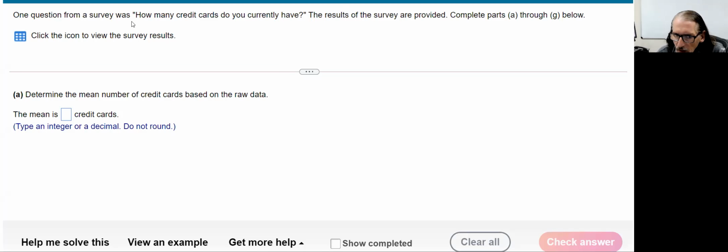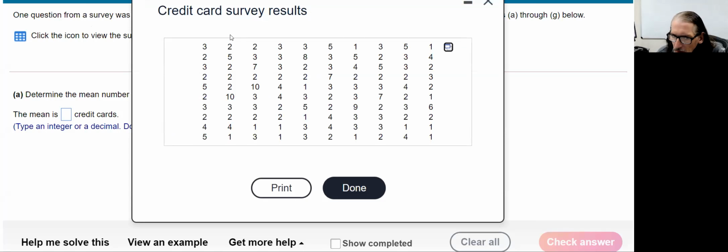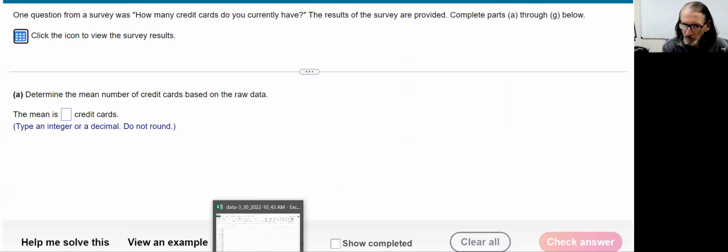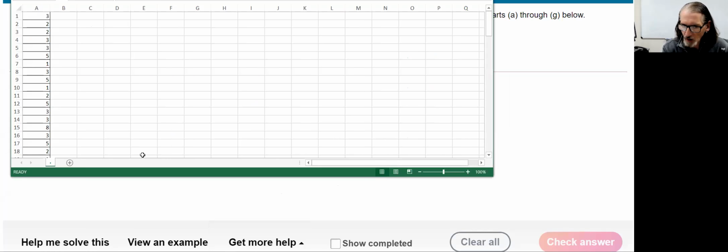There was a survey that asked, how many credit cards do you currently have? And when we open up this table, we're going to see the results. It looks like we've got 10 rows and 10 columns, so it looks like we've got 100 that responded to the survey. I've already opened this up in Excel, and we're asked for the mean of the raw data.